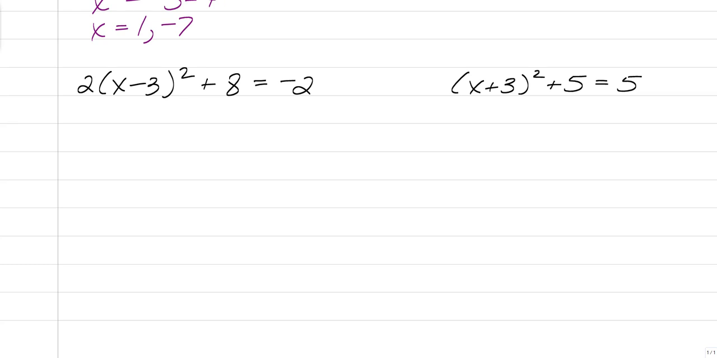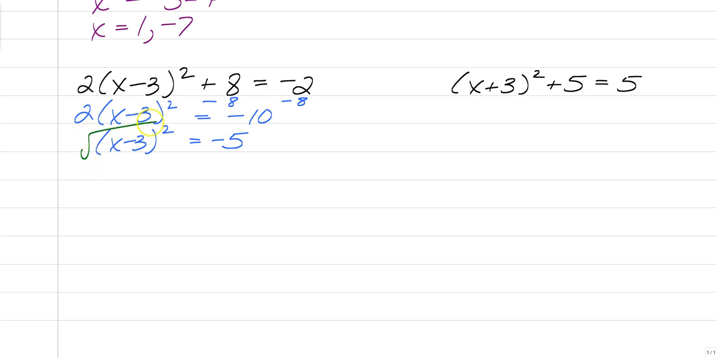If you feel confident, you can pause the video and try this next one on your own. However, if you're a little unsure, go right ahead and follow along. The first thing you're going to need to do is get the parentheses by themselves. So just like solving any equation, the first thing you would do is add or subtract. So you're going to subtract 8 here, and that's going to give you 2 times x minus 3 squared, and that's equal to a negative 10. Then what you would do is divide both sides by 2. That would leave you with x minus 3 squared is equal to a negative 5.